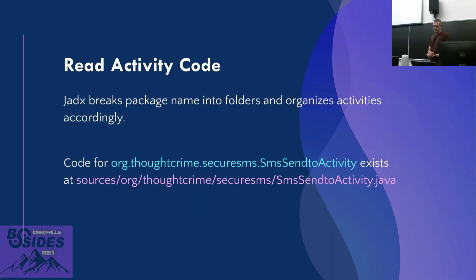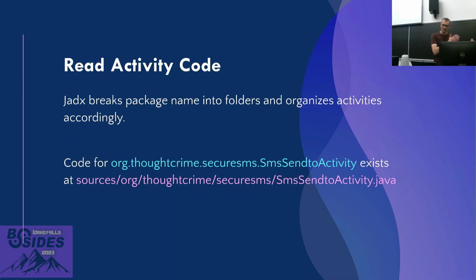Okay, so enough about that. Let's get into reading some activity code. The Java archive decompiler breaks the package name into folders and organizes activities accordingly. Earlier we saw that exported activity within Signal's manifest, and the name of it is kind of long, but it was org.thoughtcrime.securesms, and the name of the activity is SmsSendToActivity.